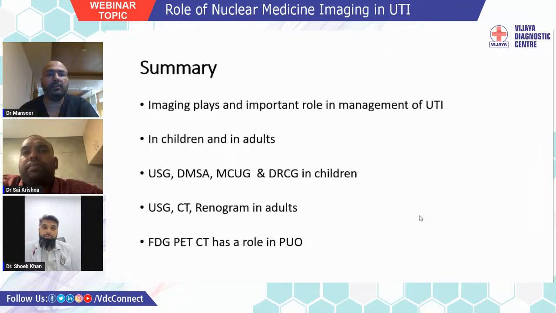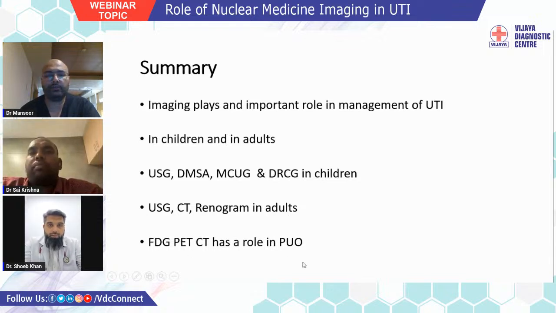So to summarize, imaging plays an important role, as has already been highlighted, and we have seen it in the scans. UTI in children and in adults is a little bit different, and we use different imaging modalities for both. These are the different imaging modalities that we've seen, and we use these scans for children, and ultrasound, CT scan and renogram in adults. And FDG PET-CT has a role in pyrexia of unknown origin.